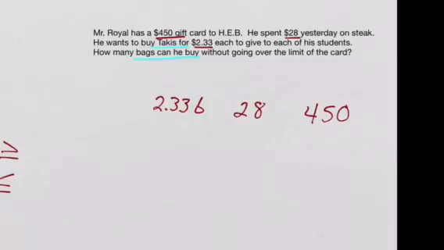All right, so now we have to think, what are these doing to each other? Well, we know the $2.33 per bag in addition to the 28, so we know that has to be a plus. Now, we also know that, guess what? It says we cannot go over. It doesn't say it has to equal $450, but it can't go over $450. So $450 has to be greater than, and the amount of Takis bought, along with the steak that I bought yesterday, has to be less than $450. Therefore, we know that the sign is going to be less than.